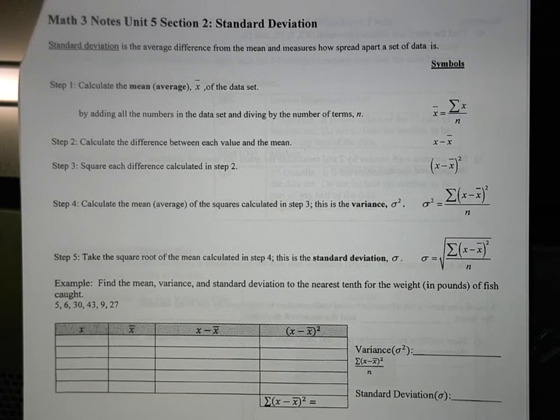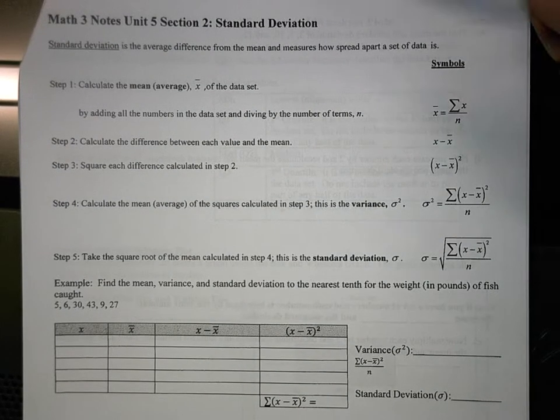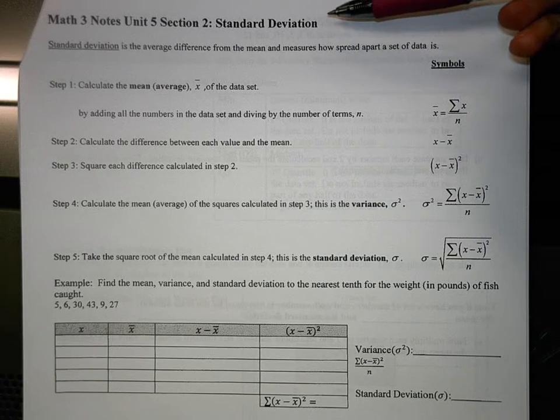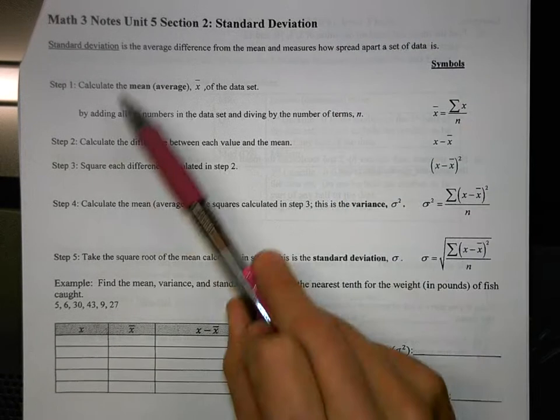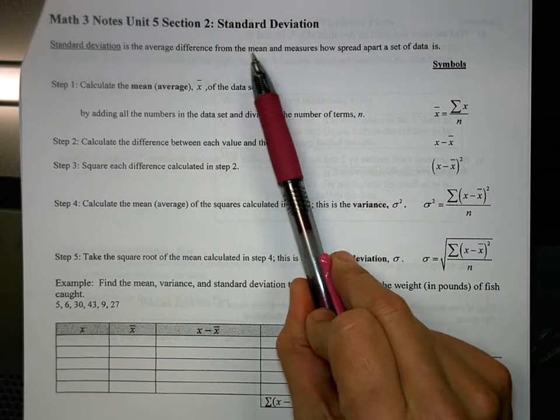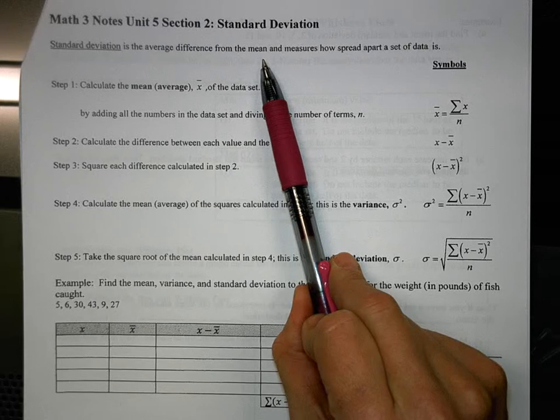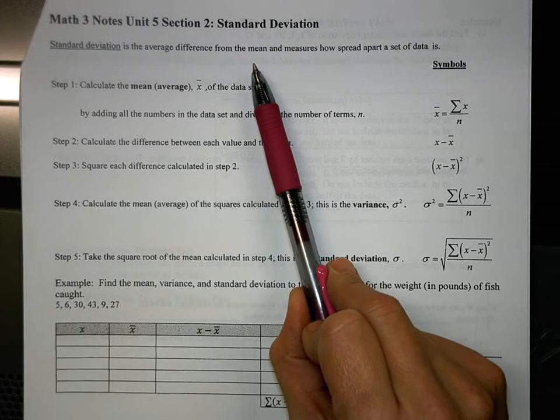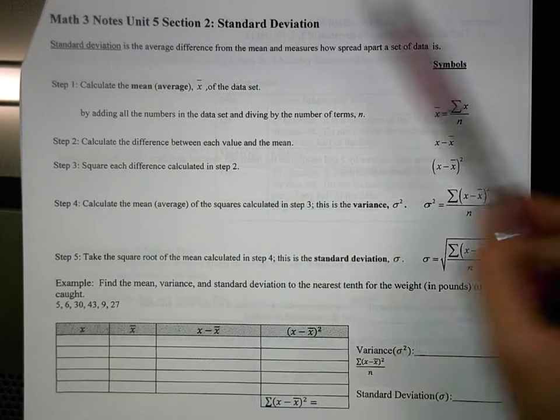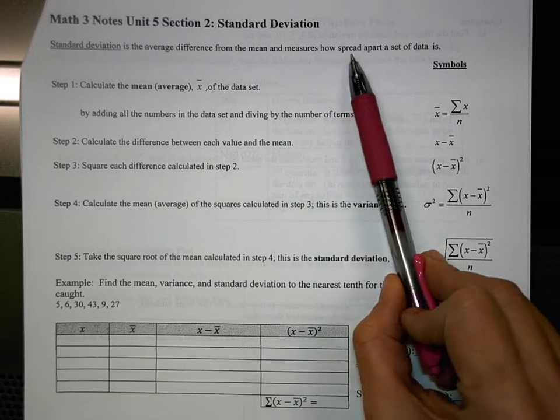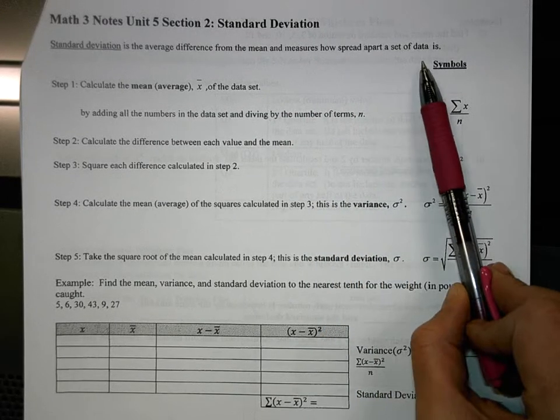Math 3, Unit 5, Section 2. Today we are talking about standard deviation. Okay, standard deviation is the average difference from the mean. Do you guys remember what the mean is? The average of a set of data, and it measures how spread apart a set of data is.